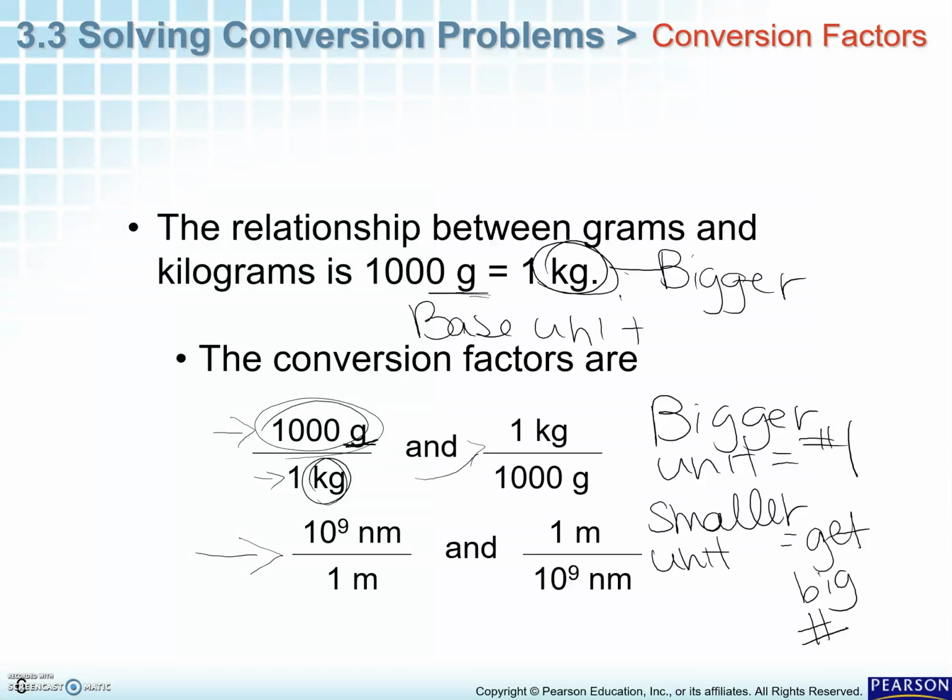Here is another example with a very, very small unit. Meter is your base unit, and it is the big number. So it gives the number 1, and then your smaller unit tells how many of those smaller units are required to make up that one large unit. Therefore, it will be 10 to the 9th. Again, all of these quantities will be given to you.